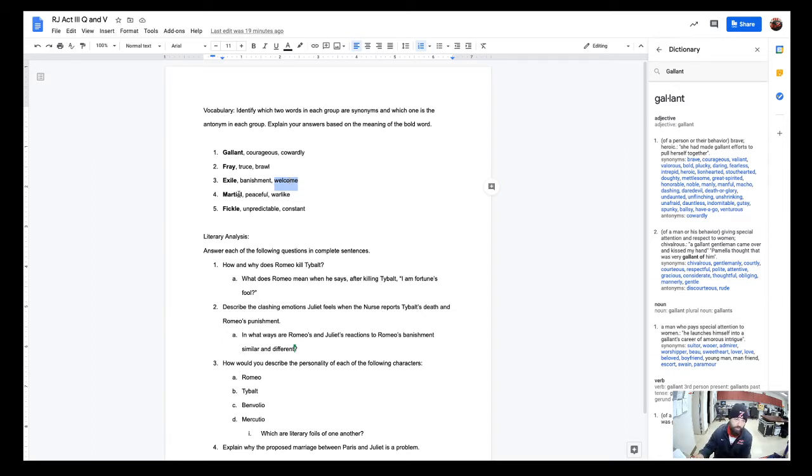Martial, peaceful, and warlike: peaceful is the opposite of those other two words. Martial, it's a dude's name, right? But I like to use it with another word, like martial law or martial arts. It makes more sense that way, and that's the meaning it's talking about there. Fickle and unpredictable are the same. Constant would be the opposite. Fickle is like if you're wishy-washy. That's what fickle means.